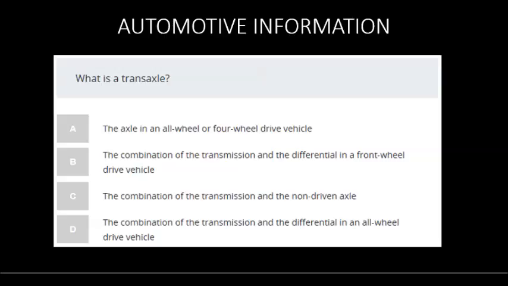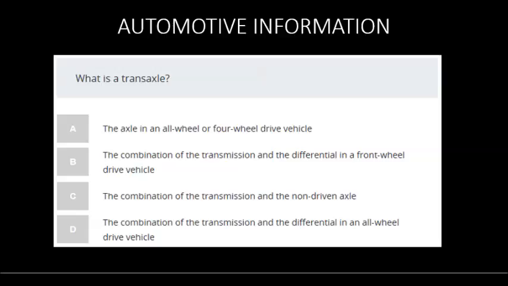In A, our answer is the axle in an all-wheel or four-wheel drive vehicle. B, the combination of the transmission and the differential in a front-wheel drive vehicle. C, the combination of the transmission and the non-driven axle. And D, the combination of the transmission and the differential in an all-wheel drive vehicle.